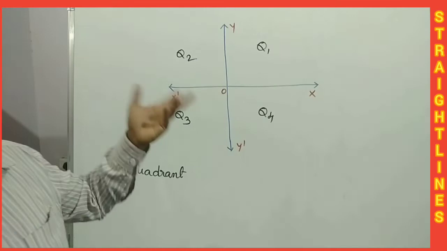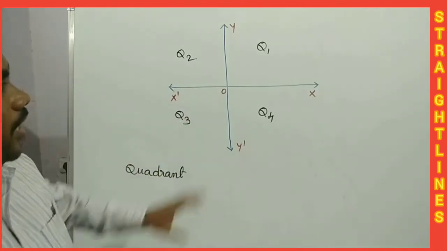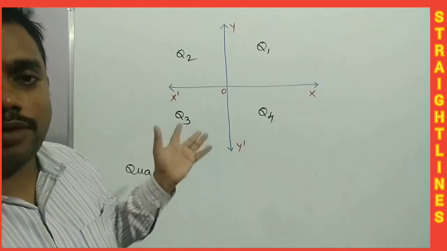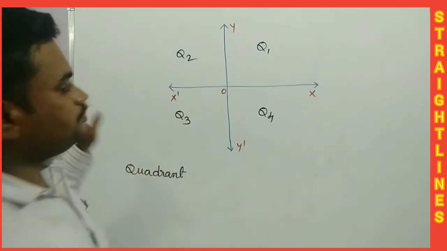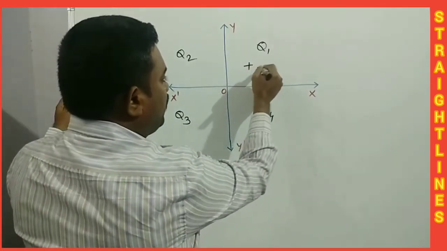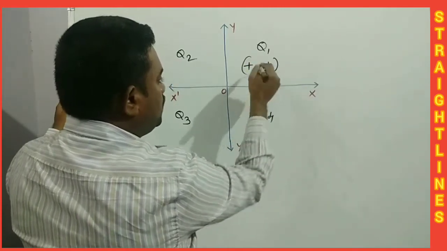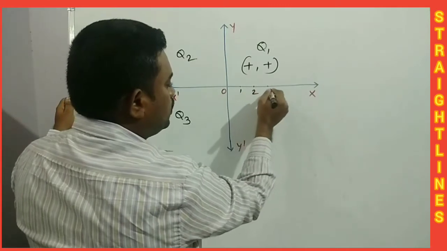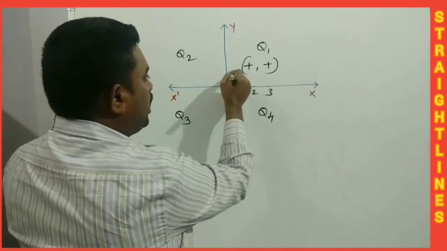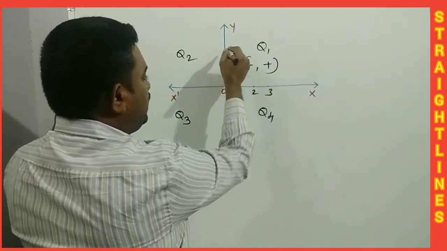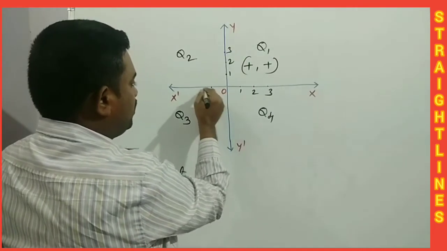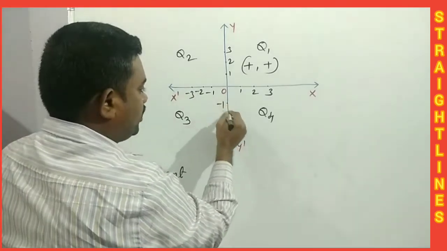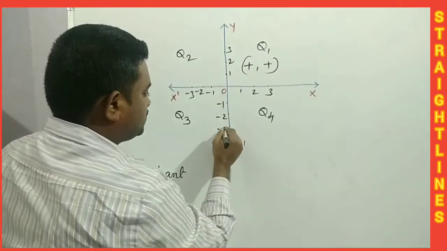If you take any point in the first quadrant, with coordinates P(x, y), x is positive and y is positive. See here, on the right-hand side it is 1, 2, 3, and here also 1, 2, 3. On the left-hand side it is minus 1, minus 2, minus 3, and on the downside it is minus 1, minus 2, minus 3.